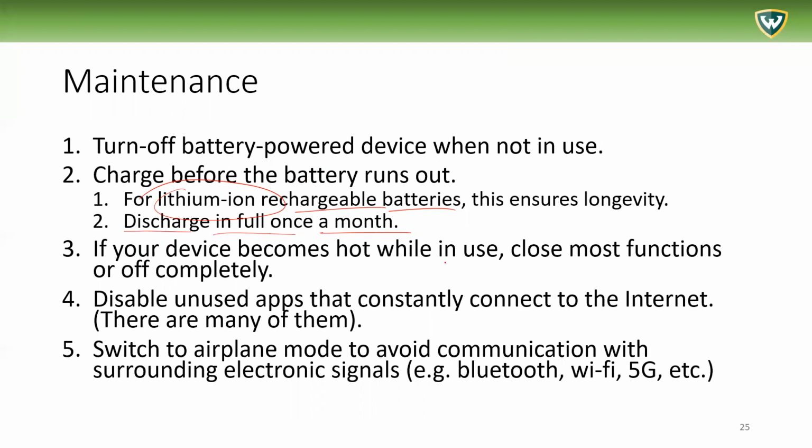If your device becomes hot while in use, close most functions or turn it off completely, and disable unused apps that constantly connect to the internet. There are many of them. Many of the applications on your computer are connected to the internet, whether you know it or not. The communication itself can be turned off, so you can switch to airplane mode or shut off the Bluetooth, Wi-Fi, or 5G. This saves on battery and processing. You can reduce overheating, and it may have other benefits for you as well.